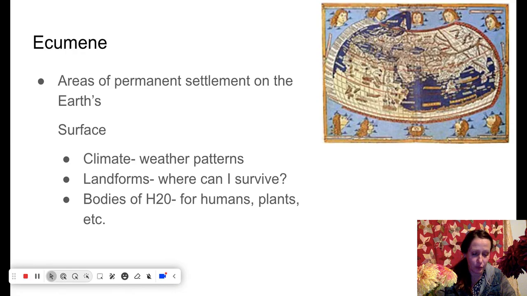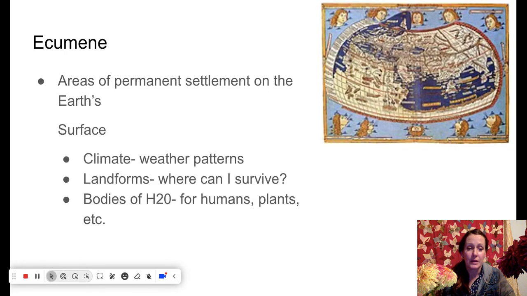Think of the landforms. Where can you survive? You want to be near water at some part. You're not going to be like living on the edge of a cliff, most likely, or in mud, right? What kind of landforms are good for survival? And like I said, water, not just to drink, but also for plants, for animals, for all the things necessary for survival.